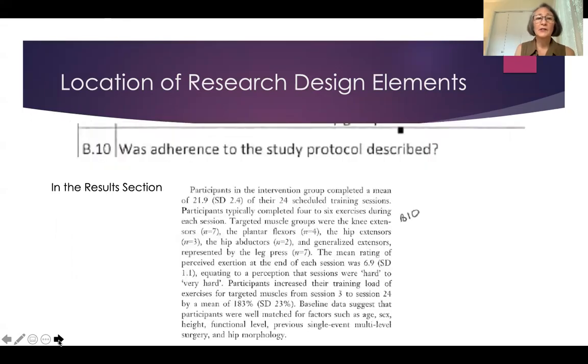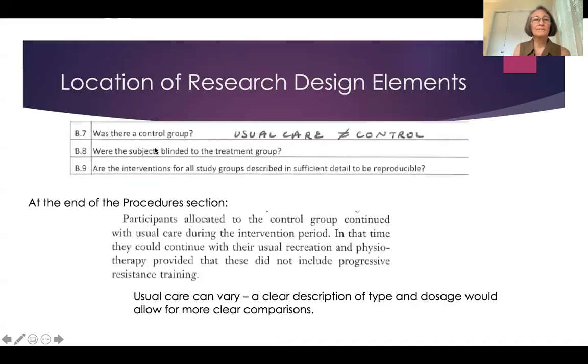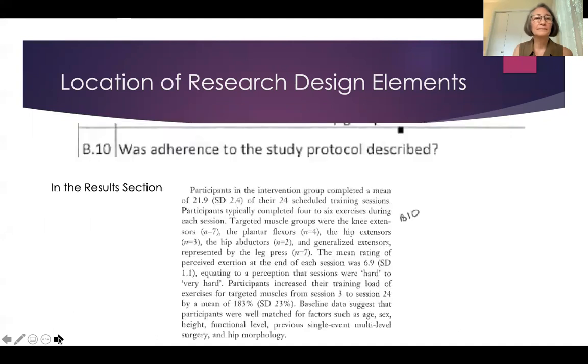Were the subjects blinded to the treatment group? You would know if you were getting usual care, so they couldn't be blinded. And were the interventions for all the groups described in sufficient detail? Again, the usual care is not described in enough detail. Was adherence to the study protocol described? So in the results section, they describe their adherence and the fact that participants did not deviate from the groups. So they completed a mean of 21 of their 24 scheduled training sessions.